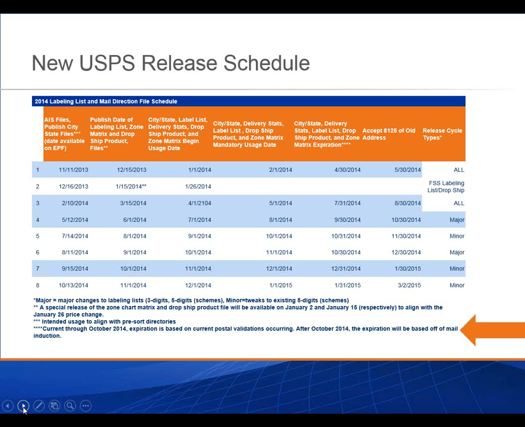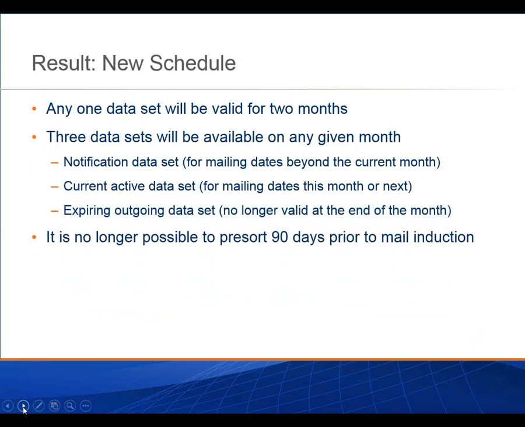However, if you're drop shipping, and from what I've heard talking with customers, when you are drop shipping, it could be up to 8 days later after mail verification before the mail is actually inducted into the Postal Service. So when you're trying to figure out what is the right label list to be using, as we move forward, you're going to have to make sure you understand what is the mail induction date and use that to determine which label list you need to use. So here are some side effects of this new schedule that we need to keep in mind.